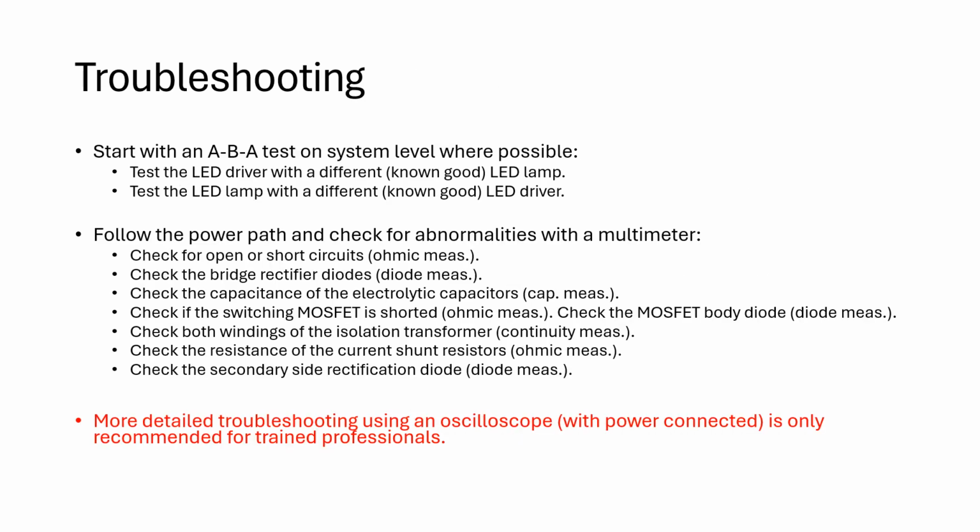I normally start the troubleshooting with the ABA test. In this case, I tested the LED driver with a different LED lamp and saw that I didn't get any light. And then I tested the LED lamp with a different LED driver and could see that the lamp worked, which means that my LED driver did not work. Then I follow the power path and check for abnormalities with a multimeter, which I will show you on the next slide. Sometimes you need to do more detailed troubleshooting with the power connected using an oscilloscope, but I only recommend this for trained professionals.